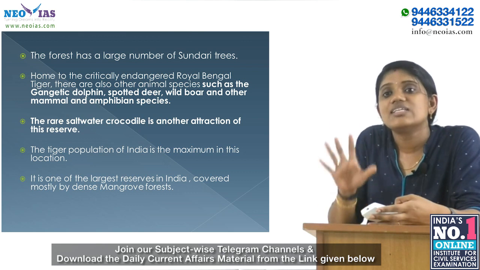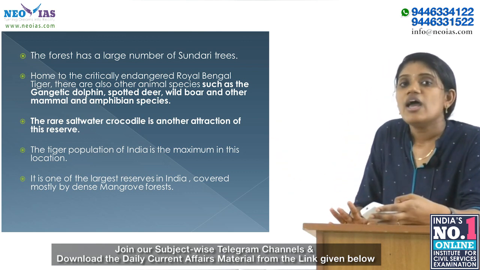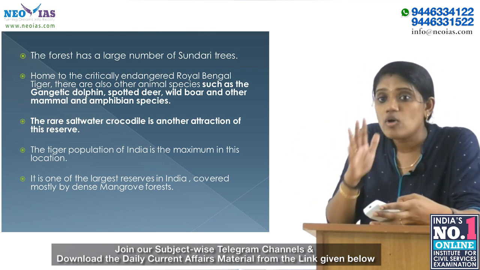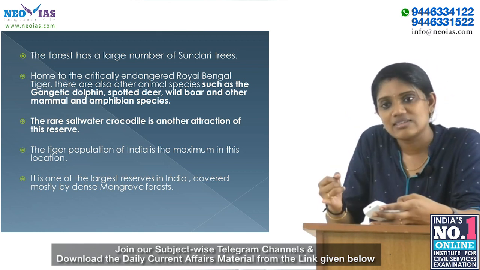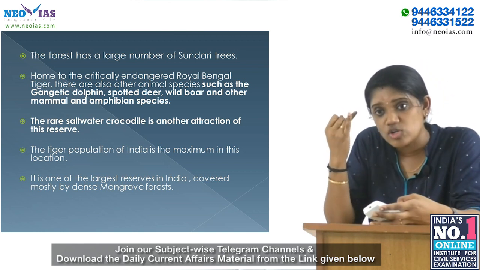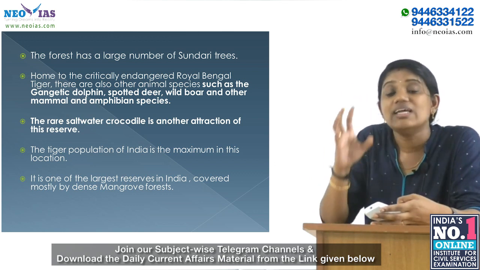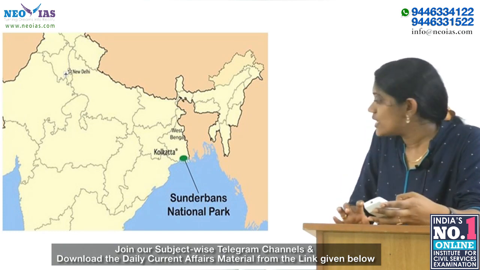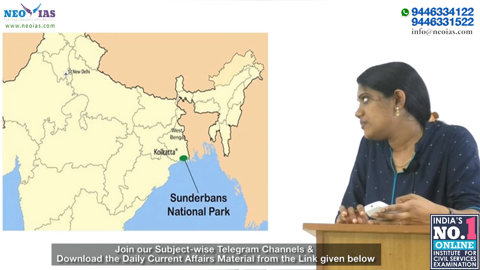So as a whole, we can say the tiger population of India is the maximum in this location, and also it is one of the largest reserves in India, covered mostly by the dense mangrove forest. So it's a tiger reserve and it has got a dense collection of mangrove forest. All this you have to remember, and it is the largest delta. Clear? And here you can see the location of Sundarban National Park. It is located in West Bengal.